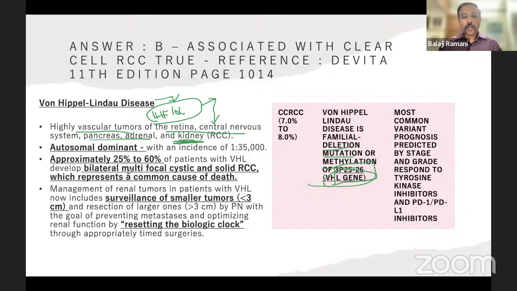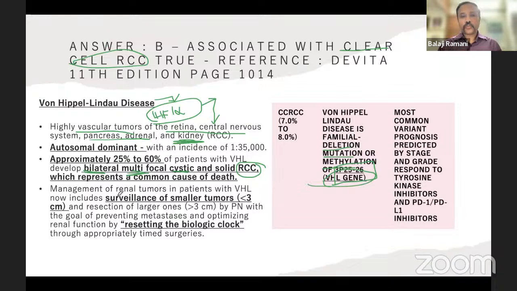So here you will have multifocal, bilateral, usually cystic and solid lesions. It is going to be a mixed cystic and solid renal cell carcinoma. And here, what is the type which will develop? It is going to be a clear cell RCC. The type that develops is going to be your clear cell renal carcinoma.